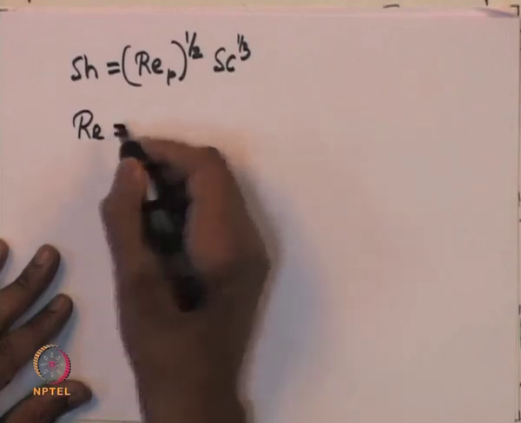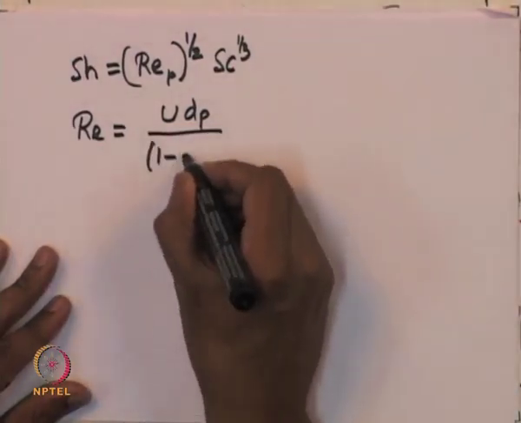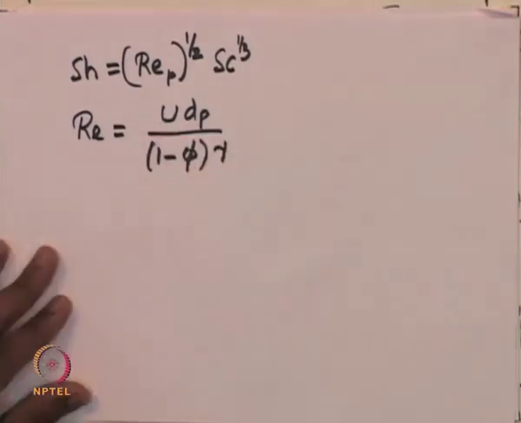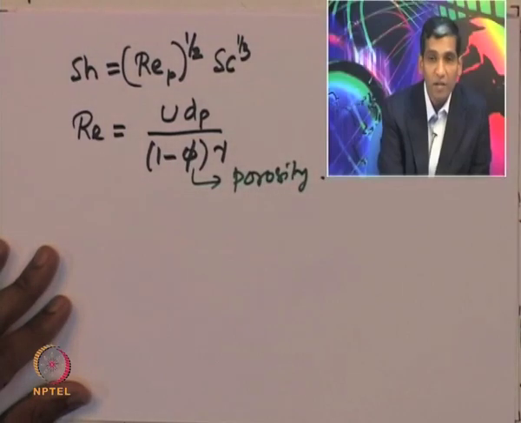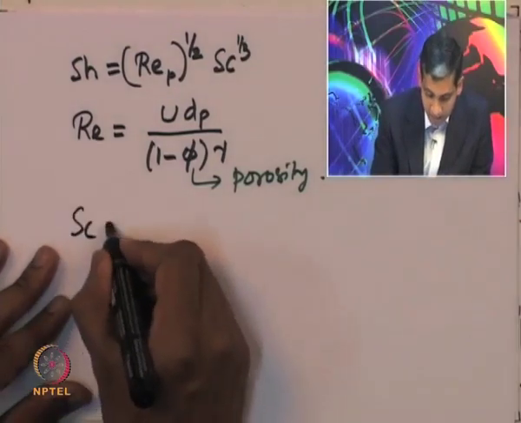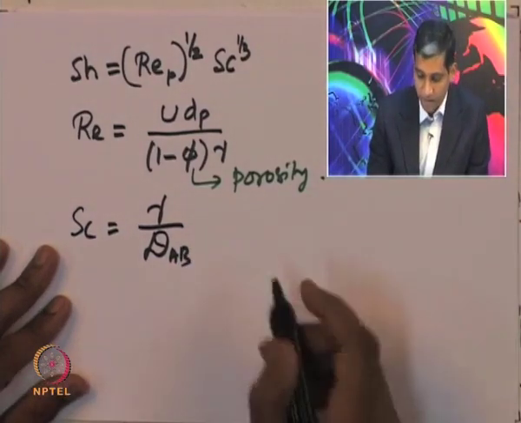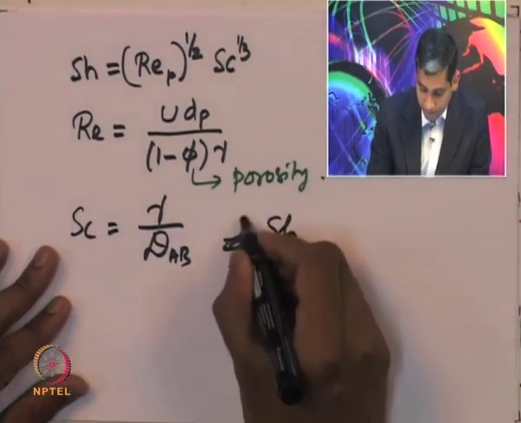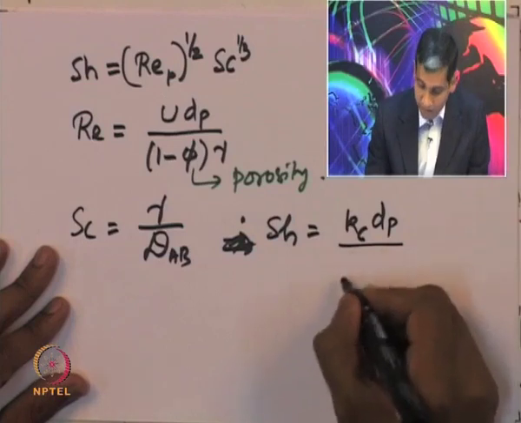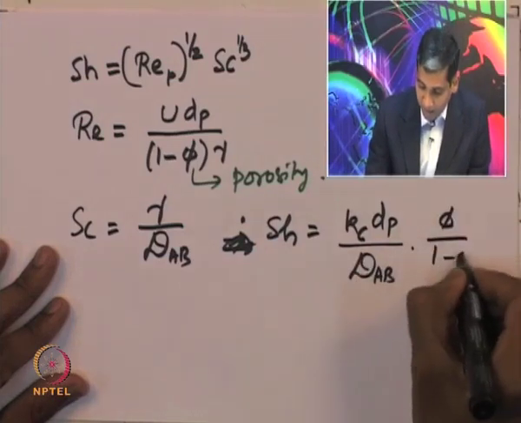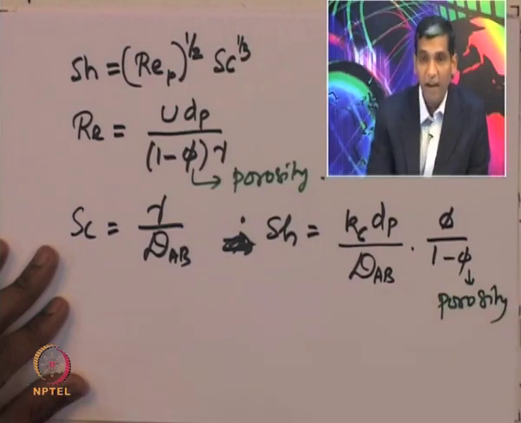What is the Reynolds number? It is given by the superficial velocity u multiplied by the diameter of the particle dp, divided by 1 minus porosity into the kinematic viscosity. Remember that phi here is not the Thiele modulus; this is the porosity of the catalyst bed in which the reaction is being conducted. The Schmidt number Sc is the kinematic viscosity divided by the molecular diffusivity of that species. The Sherwood number is given by the mass transport coefficient Kc multiplied by the particle diameter dp divided by the diffusivity, into phi by 1 minus phi. Once again, phi refers to the porosity of the bed.